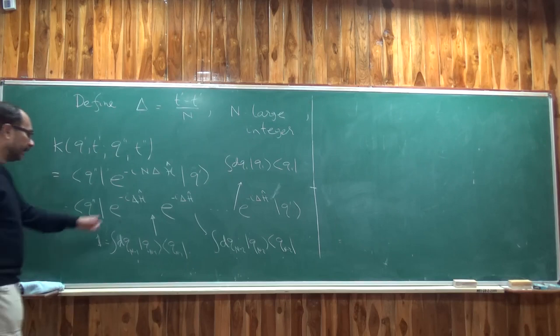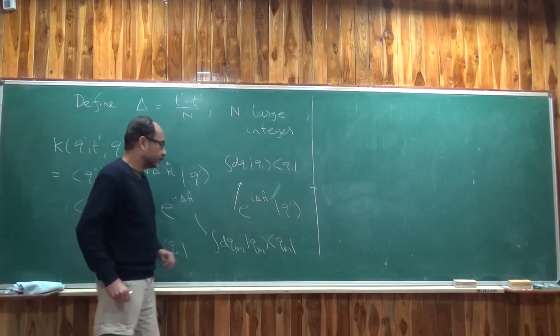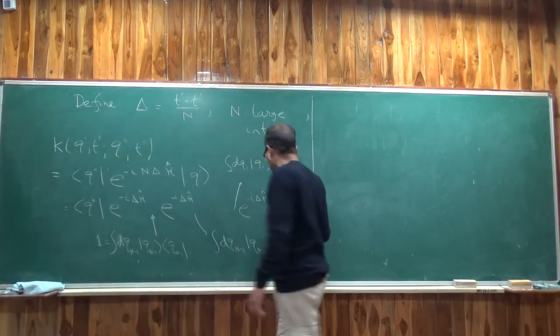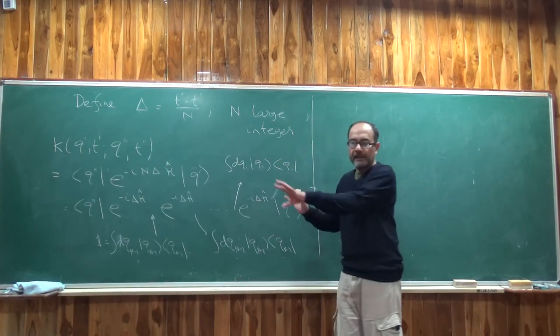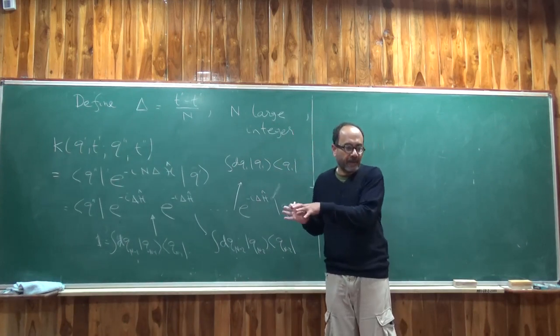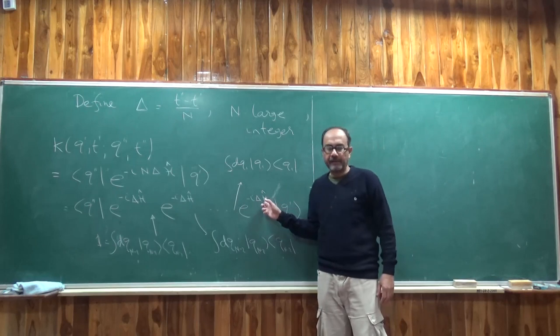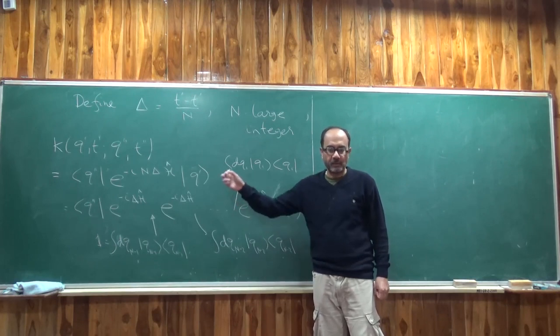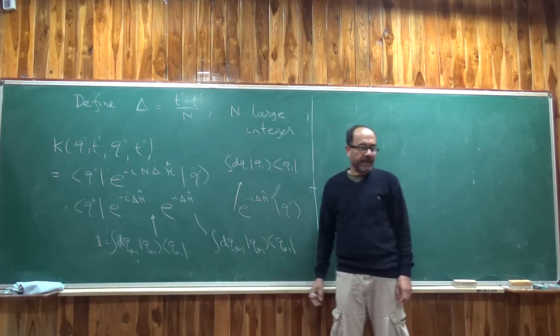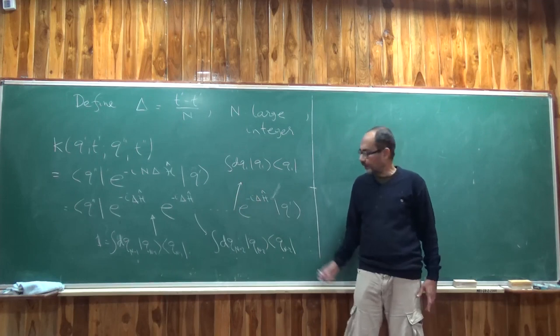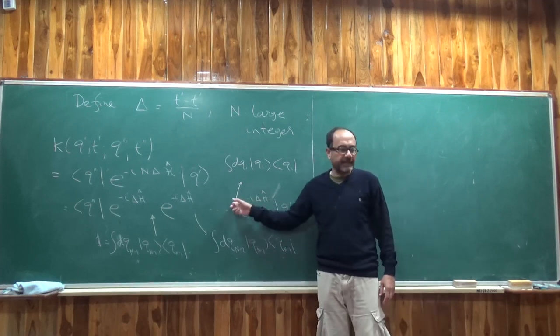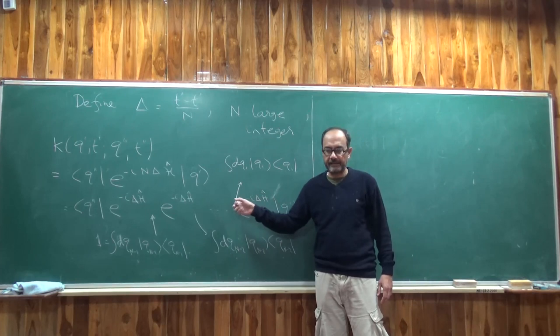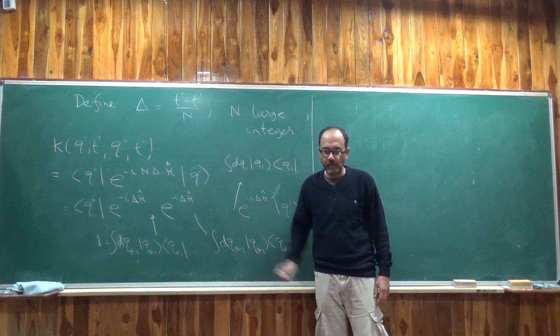Okay, so what you can think of what this is doing is that it's taking the state q prime, and instead of evolving it in one stage from t prime to t double prime, this one is evolving it from t prime to t prime plus delta. Next one is evolving it from t prime plus delta to t prime plus 2 delta and so on. And if h is time dependent, then this h hat and the next h hat will be slightly different. So this expression is still true, right?